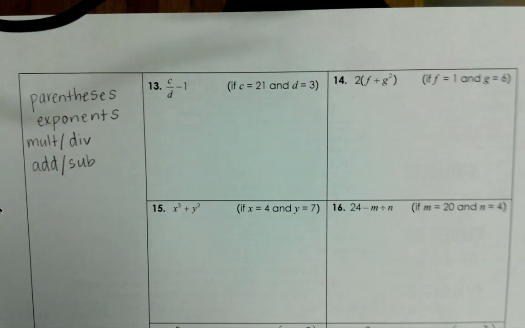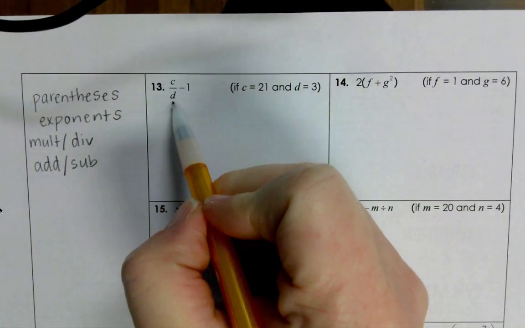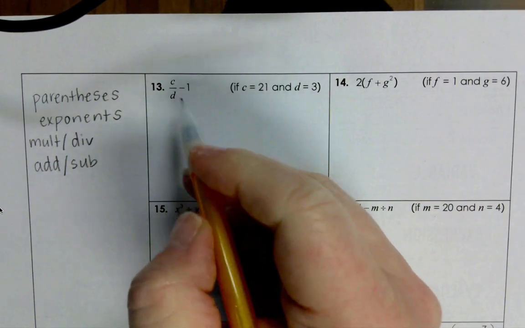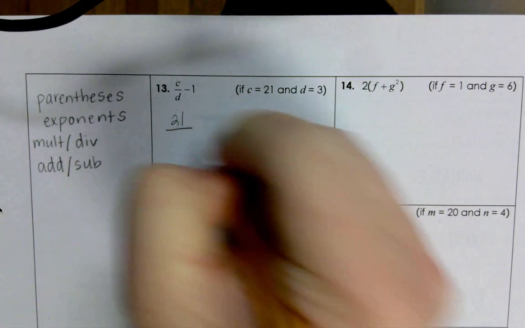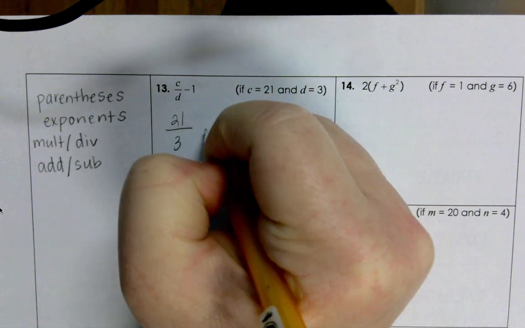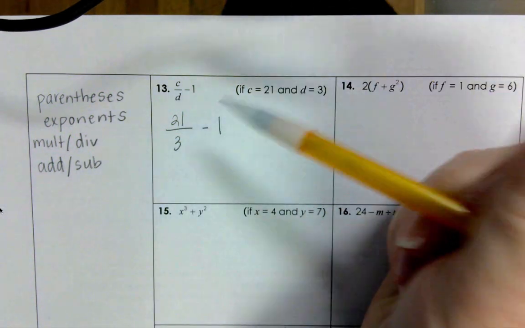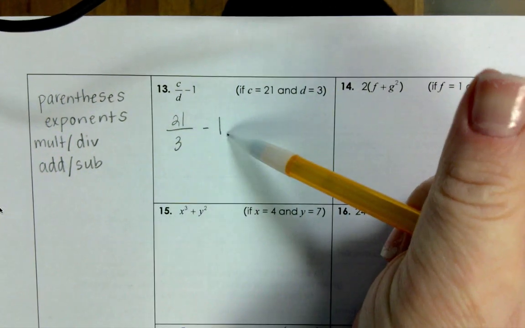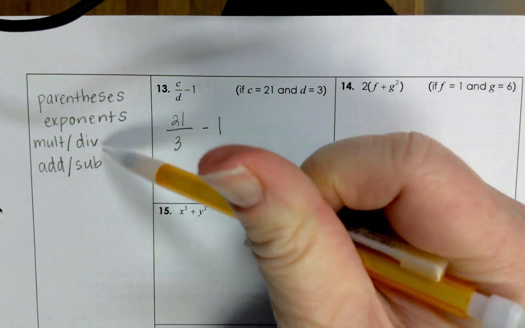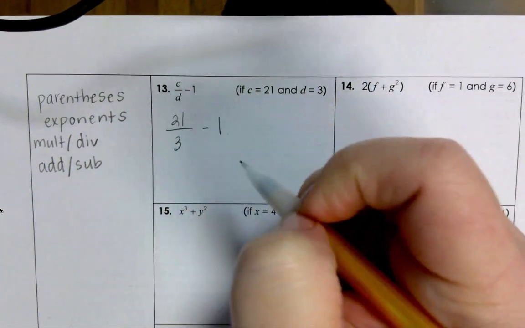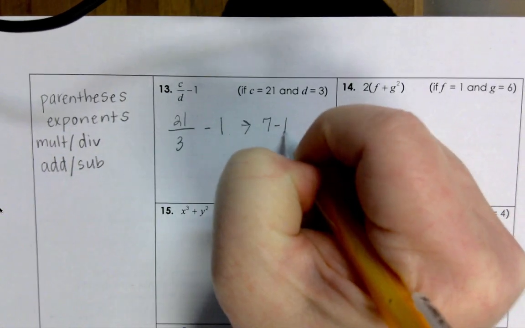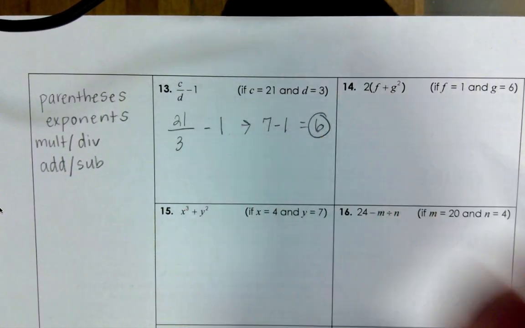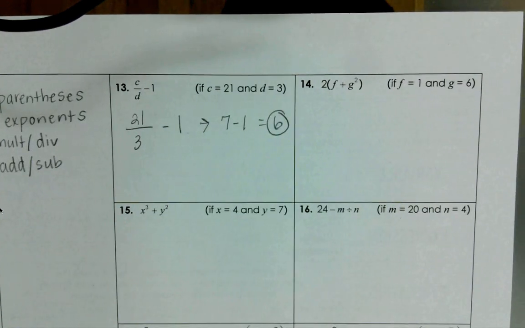So now I have C over D, which we learned on January 9th. This also means division, so C over D. So C is 21 over D, which is 3 minus 1. So think about this as division and subtraction. So we know that division comes before subtraction. So 21 divided by 3 is 7, minus 1 is 6. Okay.